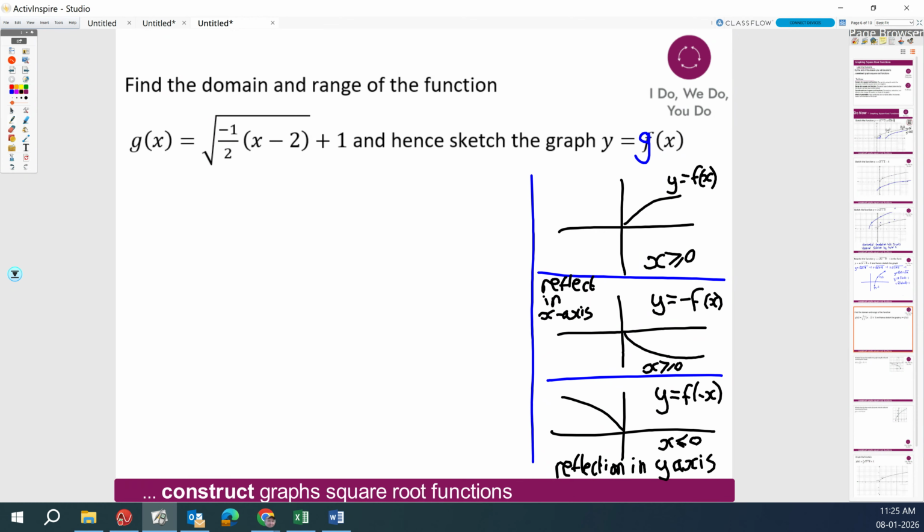The domain is going to start at x. Where's the vertex of this? 2, 1. This one's going to have its vertex at 2, 1. So the domain of this one is going to be coming away from that x value in which direction? Negative. So the domain will be x is less than or equal to 2. What will the range be?